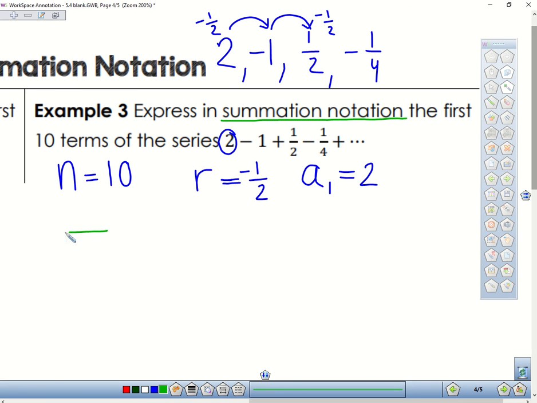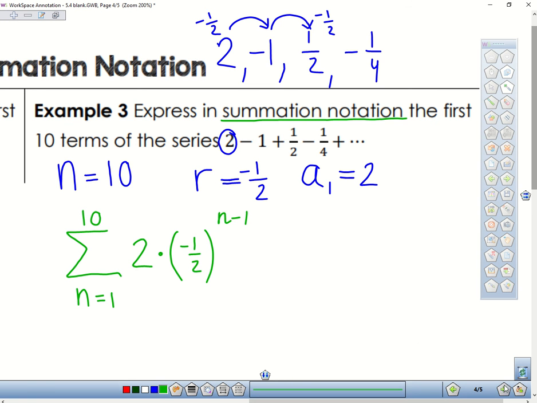So now that we have all of that, we're going to set up our summation. We're going to start at 1 and end at 10. It's going to be our first term times the common ratio to the power of what? Anyone remember? n minus 1. Good, n minus 1. Do we have any questions so far?